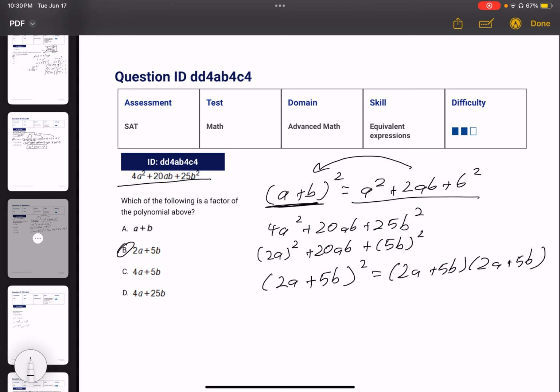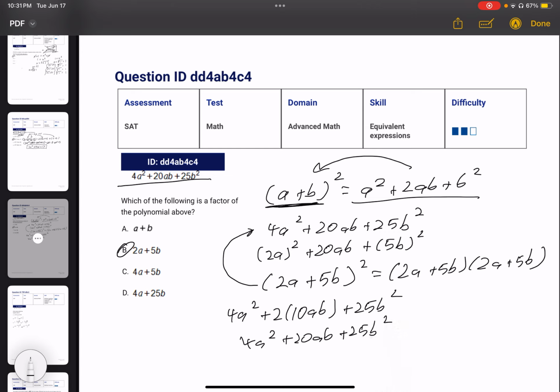And if you have time on test day to go back and check, definitely redistribute this and see if you get that. So we're going to do it right now. So remember that would be 4a squared plus 2 times ab. So what's ab? 10ab plus 25b squared. That would be 4a squared plus 20ab plus 25b squared. And this is the same as that. So our factor is correct.